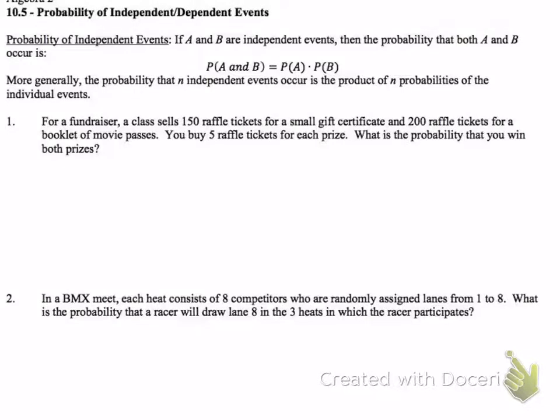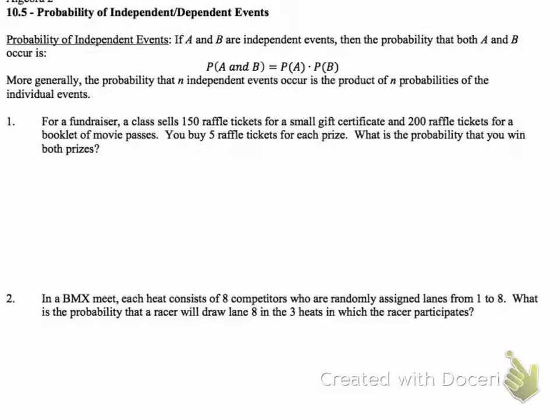So 10.5 is we're deciding whether two events are independent or dependent. What it means to be independent is that one event does not change or affect the other event occurring. So for instance, the probability of having blonde hair and the probability of wearing a size 7 shoe are independent events because your hair color does not depend on the size of your shoe, and vice versa. They have no relationship whatsoever.